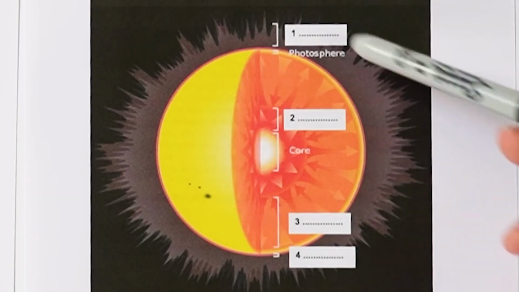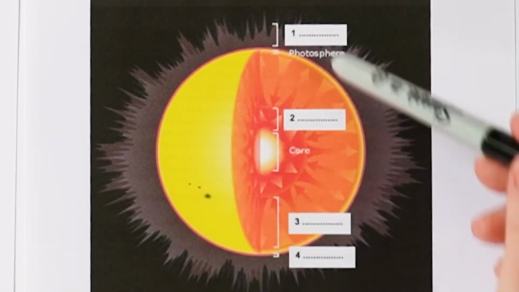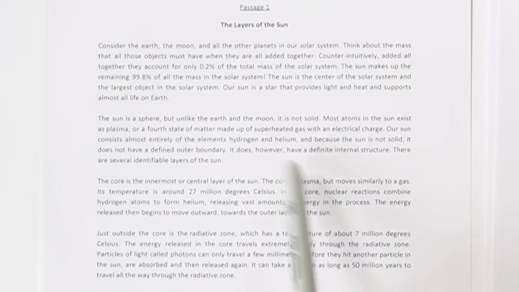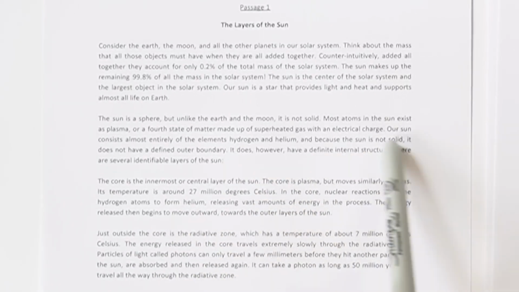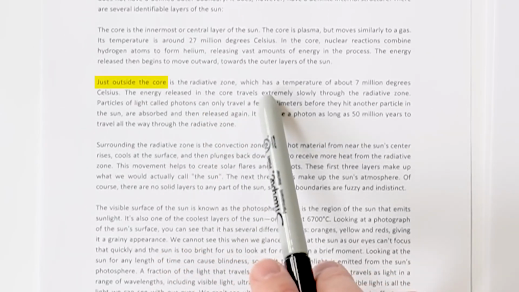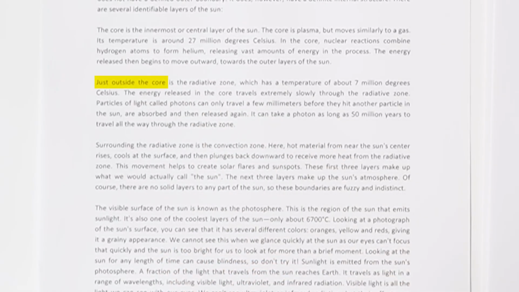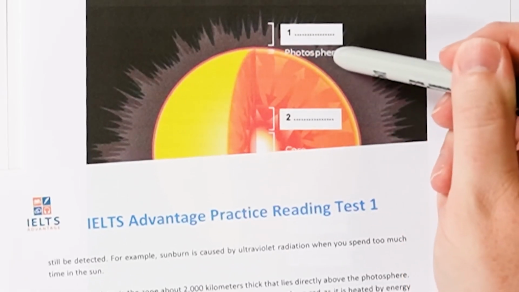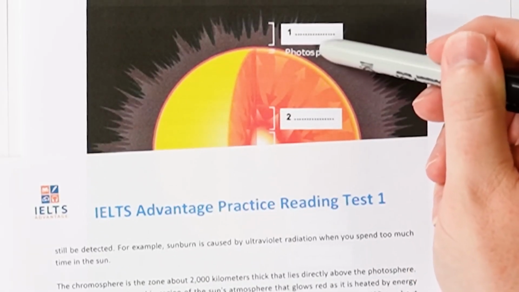So what will I be scanning for? Well, number one, you have this bit outside of the sun or around the sun. So we're going to look for keywords or synonyms that talk about that. So if we have a look here, the core, we're not looking for the core, we're looking for something else. The sun is a sphere, no. This just seems to be introduction. Okay, just outside the core, no. That would be describing just next to the core. Okay, the visible surface of the sun is known as the photosphere. So the visible surface of the sun here is the photosphere. So next to the photosphere is number one. So this shows us that this might be the correct location.